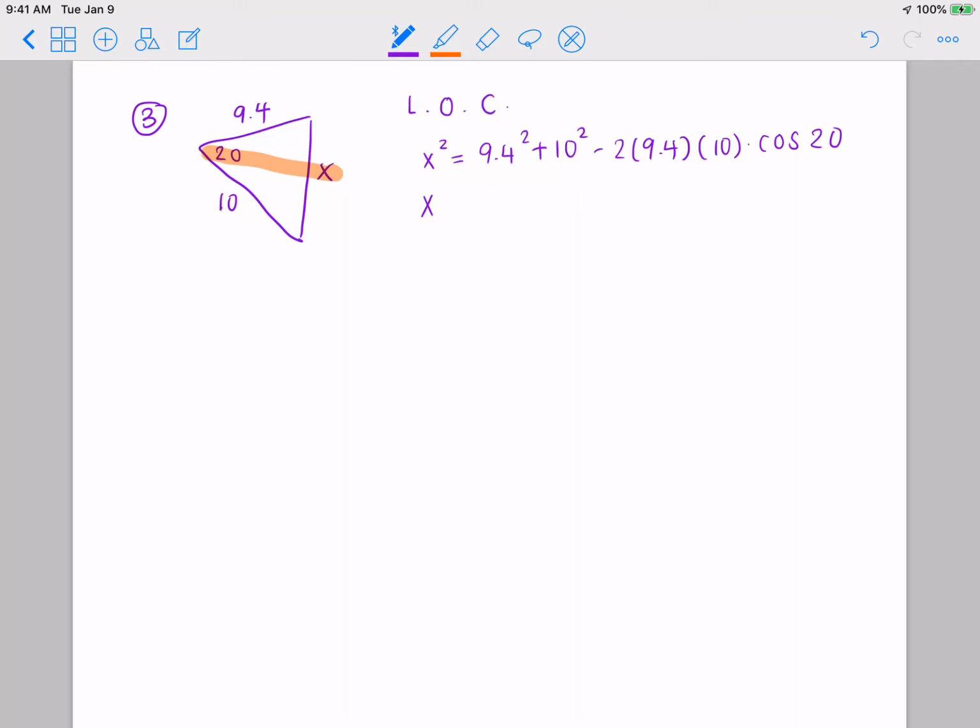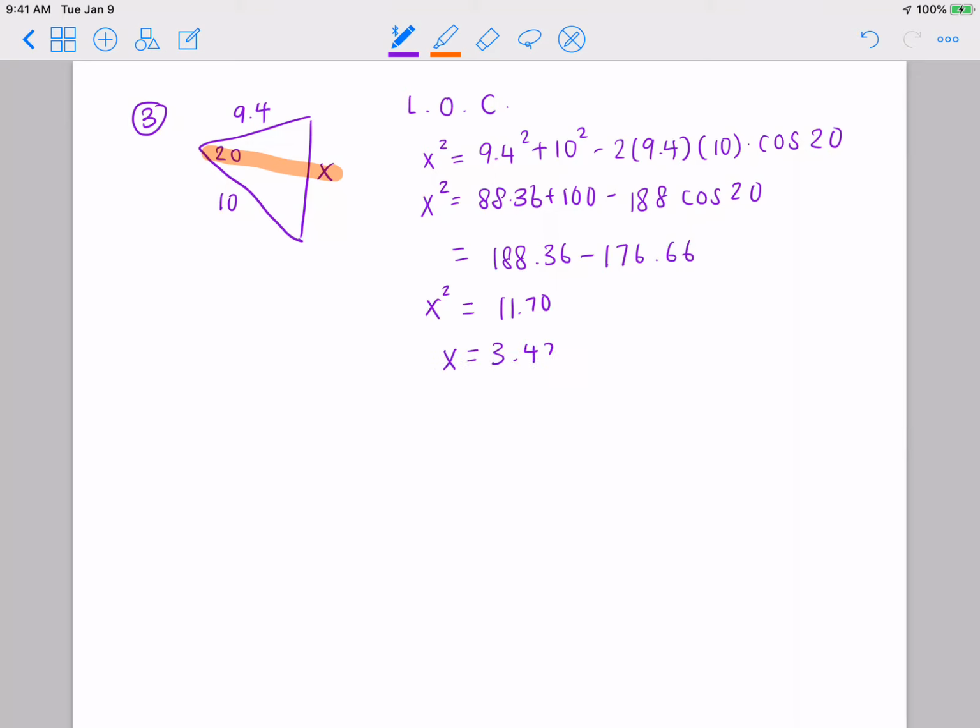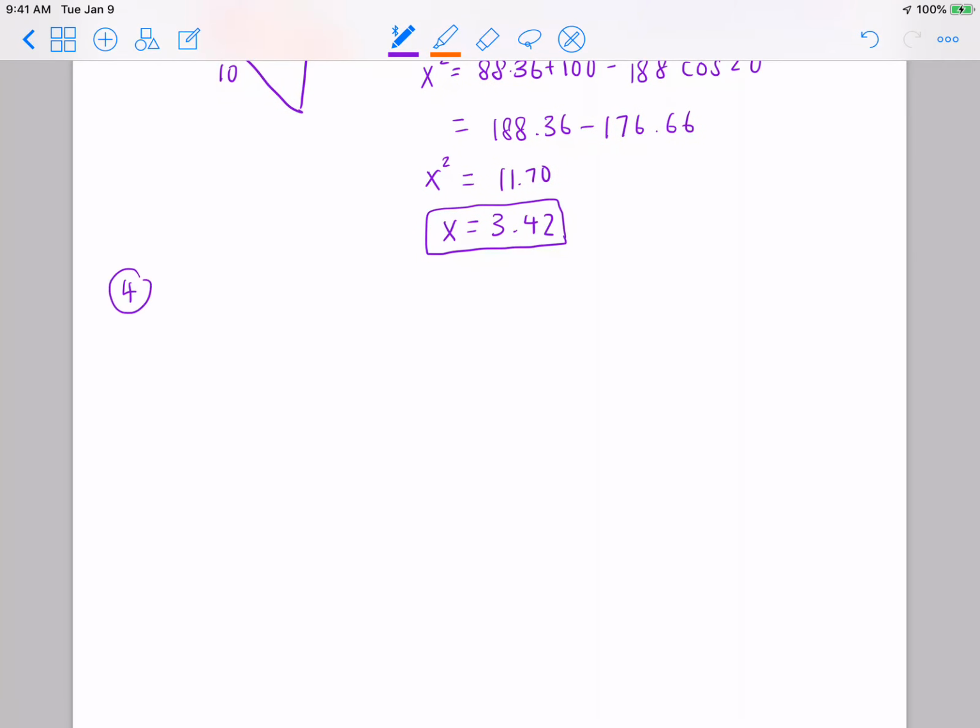Okay, let's keep going. So x squared would equal 88.36 plus 100 minus 188 cosine 20. Keep going. We got 188.36 minus 176.66, 11.70, which equals x squared. But if we're going to get x, it would be 3.42. Okay. Number 4.